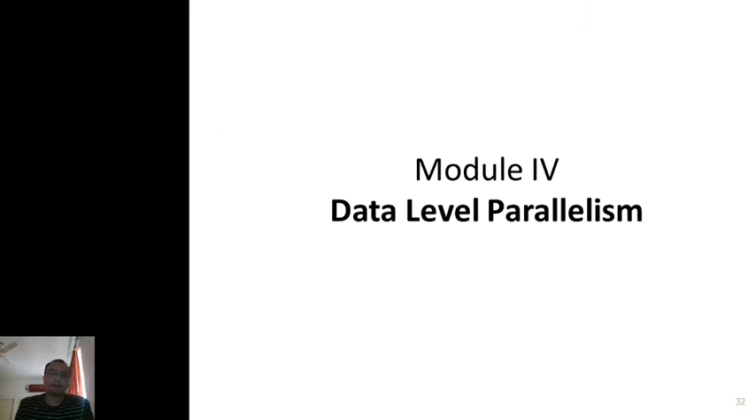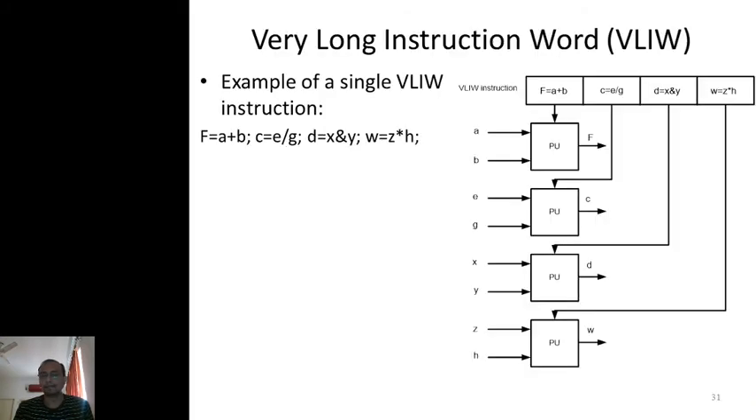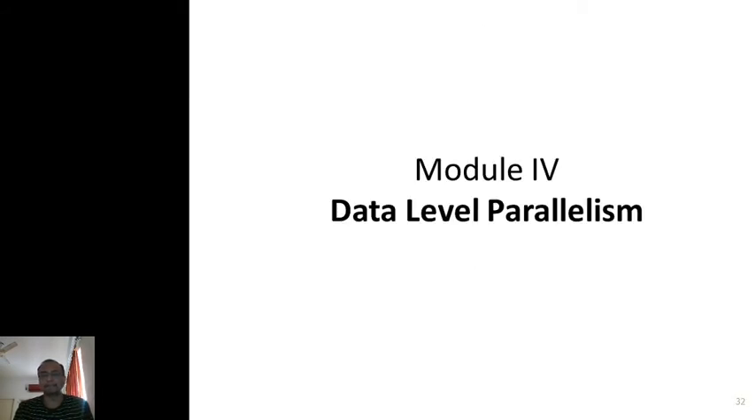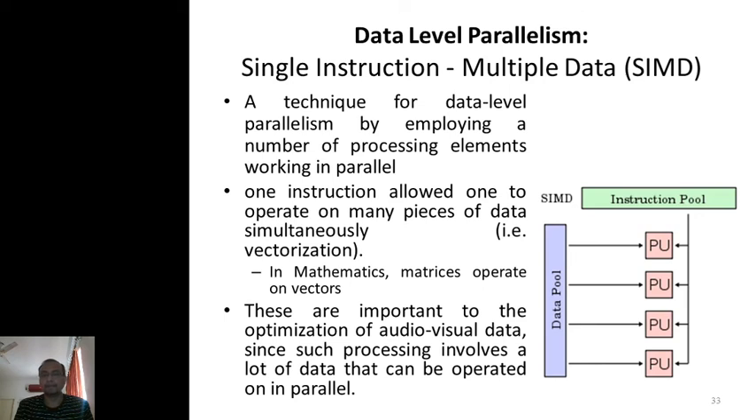And there is one more parallelism, which is called data level parallelism. Whatever we have seen previously is instruction level parallelism. The instruction set is designed in such a way, as we have seen in the VLIW architecture as well as the pipeline, that hardware executes instructions in parallel. Now we have data level parallelism.